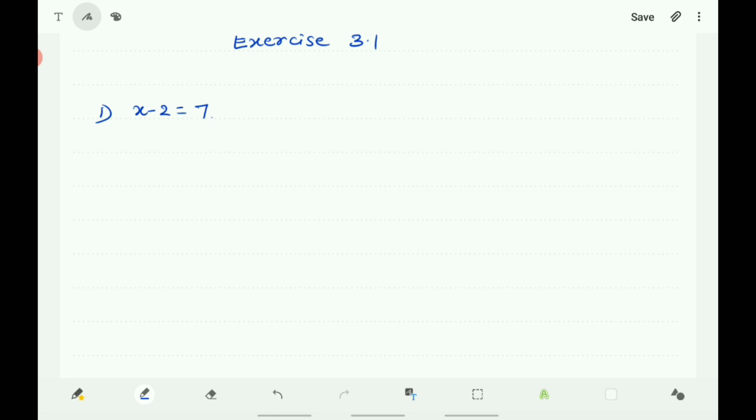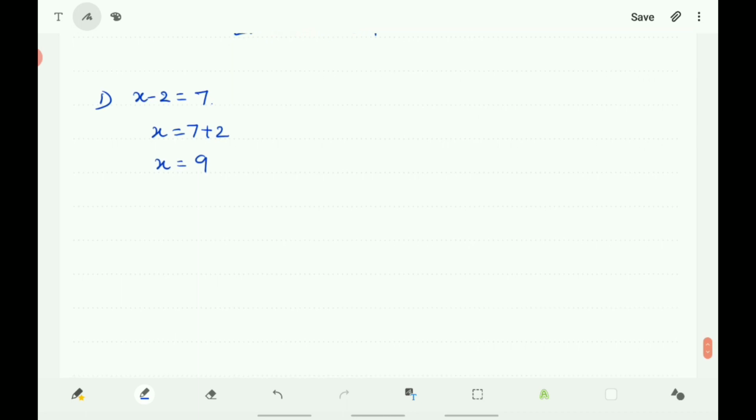You must find the value of x, means here you transfer minus 2 to the RHS, that is x is equals to, it becomes 7. After transferring minus 2 to the RHS, it becomes plus 2. X is equals to 7 plus 2, then x is equals to 9. You got the value of x, that is 9. X equals 9 is the solution here.